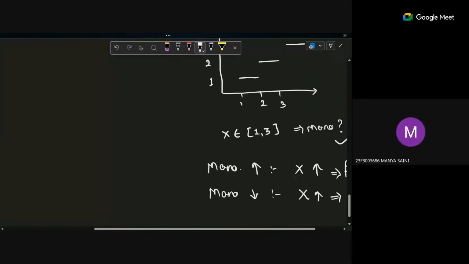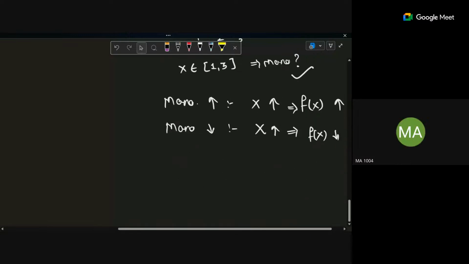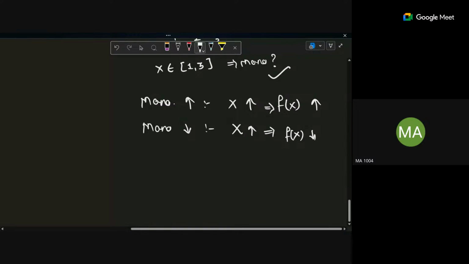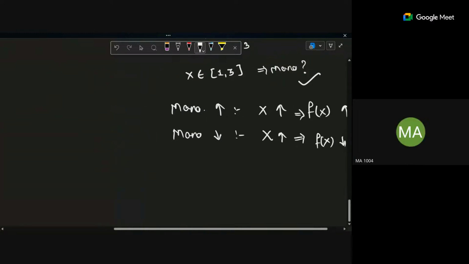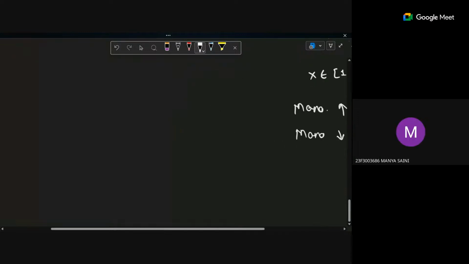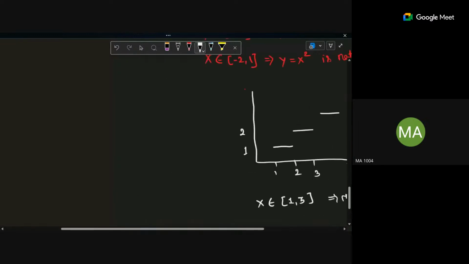Ma'am, what about the constant functions? Whatever your x is, your f(x) has to be constant. That's the definition of a constant function. So we also won't consider constant and monotonic, will they? It's going to be monotonic then. Yeah, we can say that. We can use this theorem there.